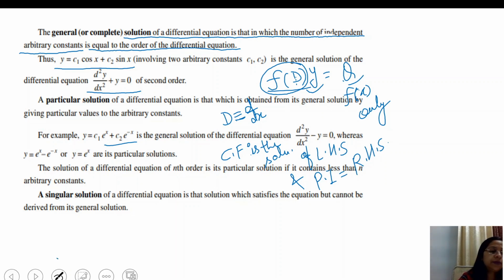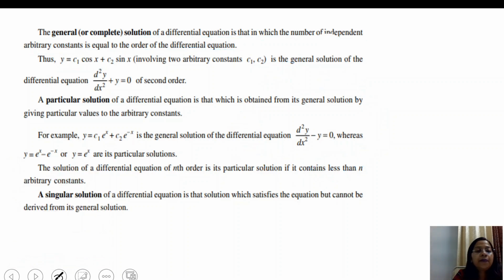Okay. So now let me remove all the written material. Yeah. A particular solution of a differential equation is that which is obtained from its general solution by giving particular values to the arbitrary constants, we can say. For example, y is equal to c1 e raised to the power x plus c2 e raised to the power minus x is the general solution of the differential equation d2y over dx2 minus y is equal to 0. Whereas y is equal to e raised to the power x minus e raised to the power minus x, or this, are its particular solutions, right?